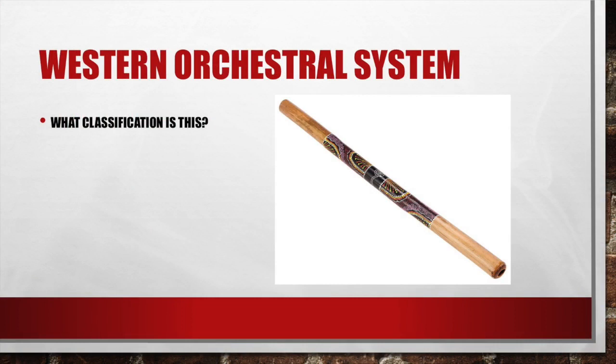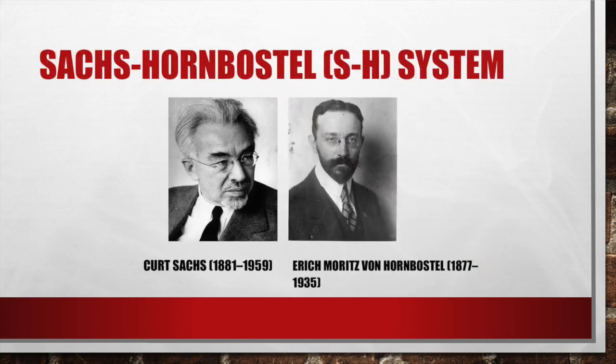So, we can see that the orchestral system is really good at classifying orchestral instruments. But what about a didgeridoo? What family is this from? Well, the answer is that it doesn't really meet any of the criteria for any of the orchestral families, so it can't be classified using the orchestral system. That's when these two come in.